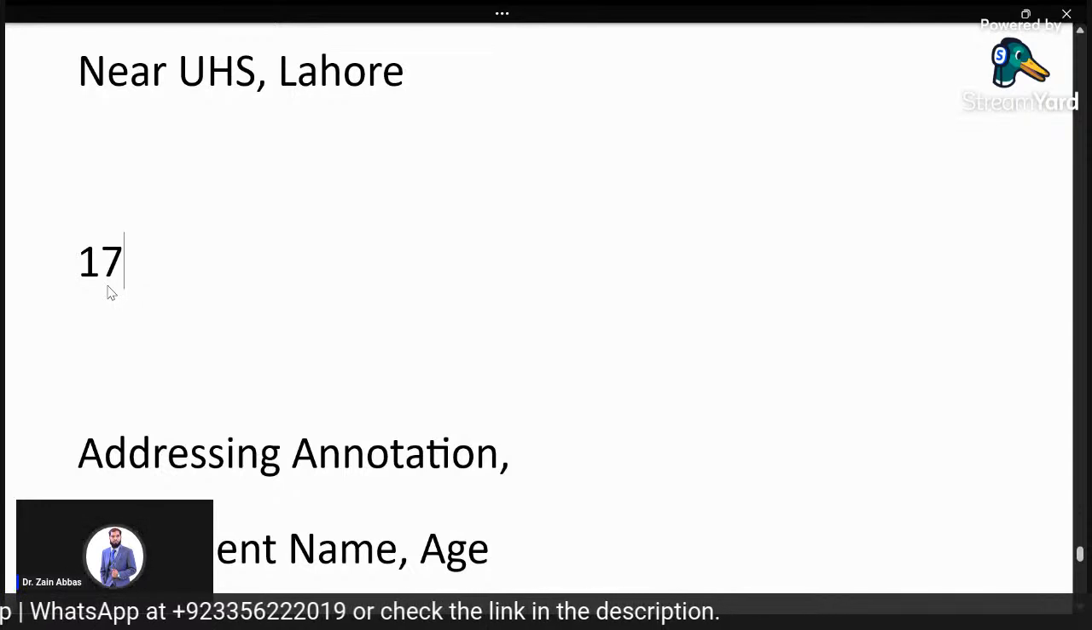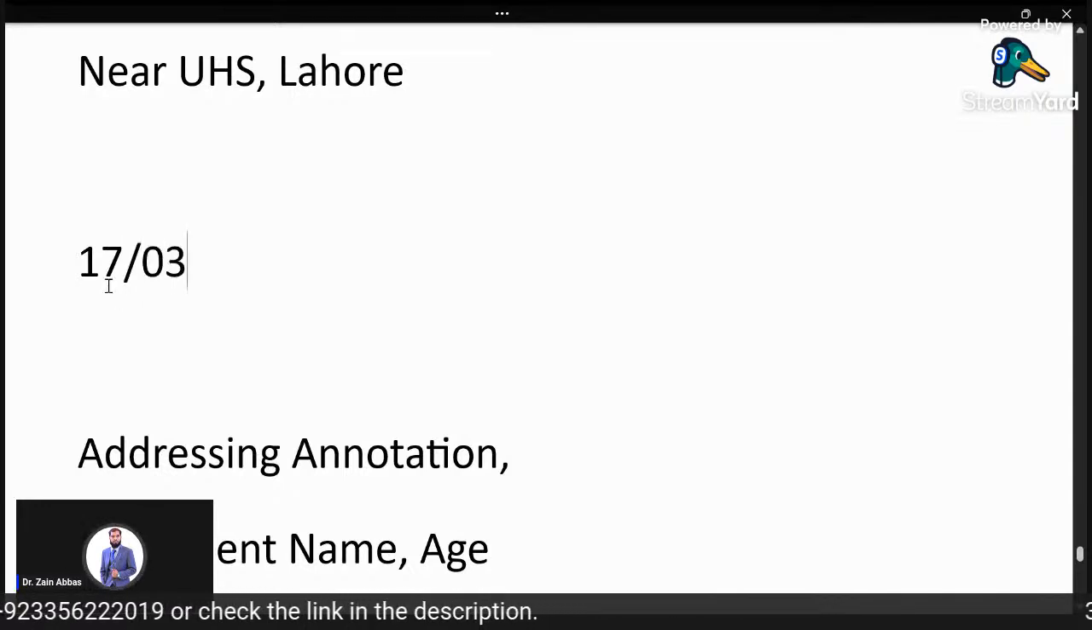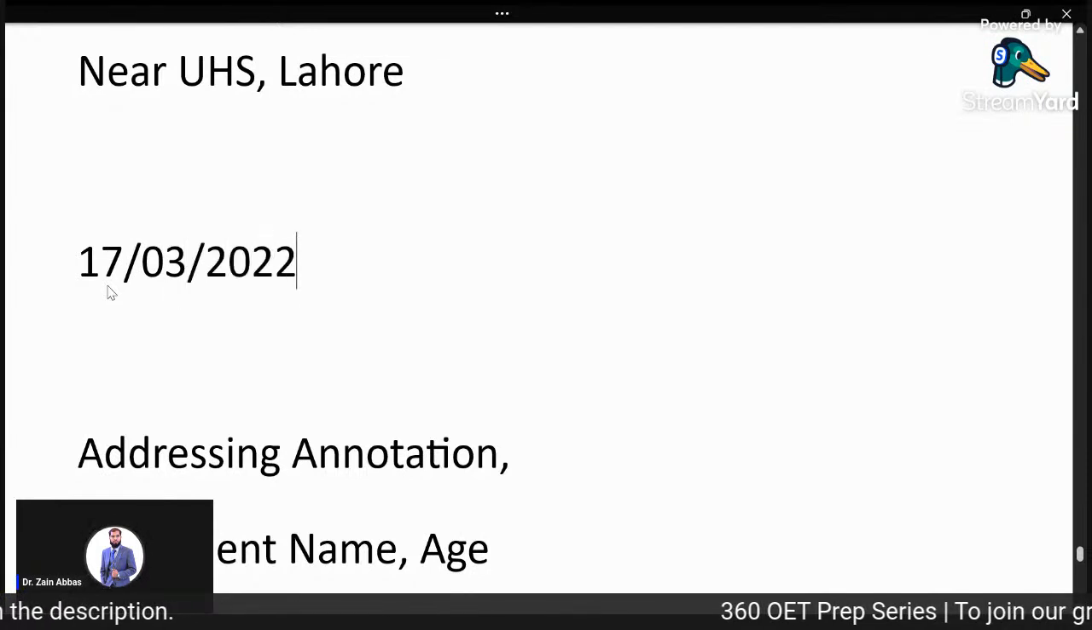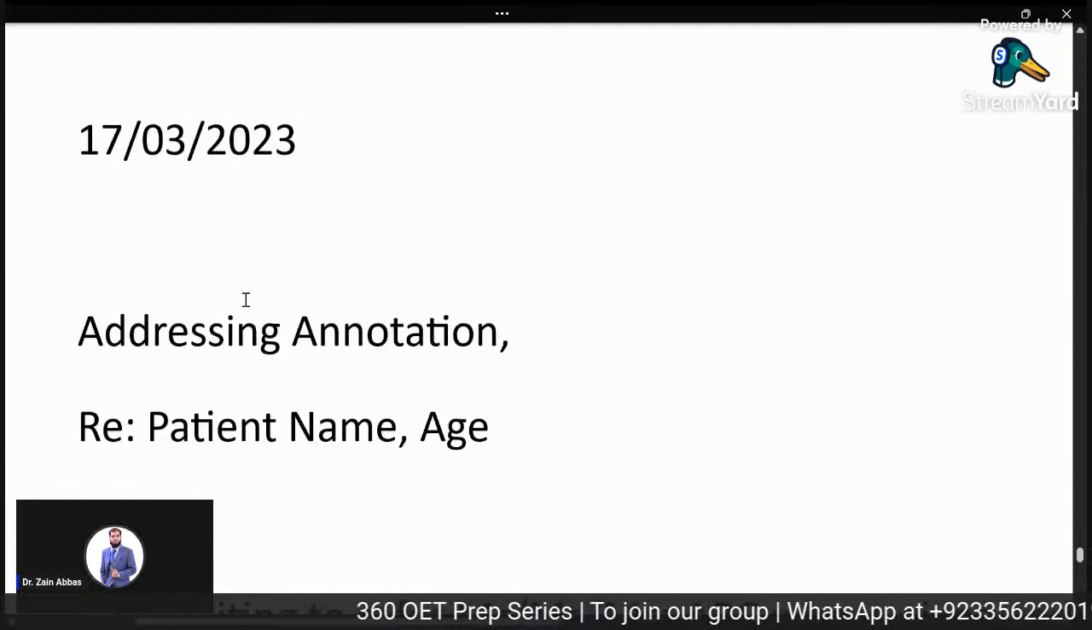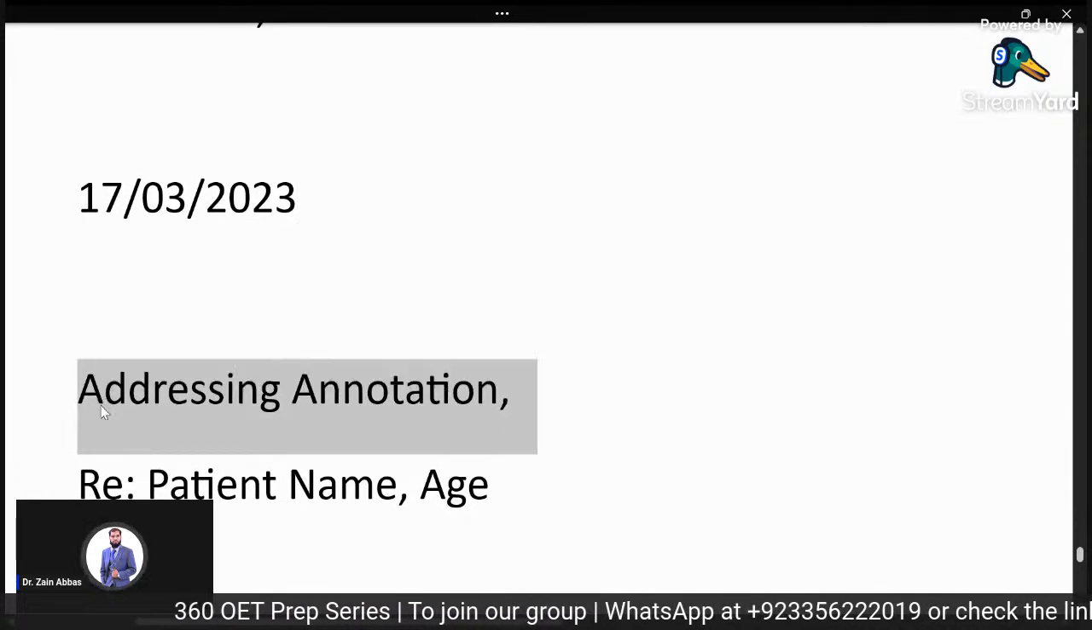And if you are doing it this way, it is also considered correct. So you can choose any of these formats according to your feasibility. Next important point, addressing annotation.